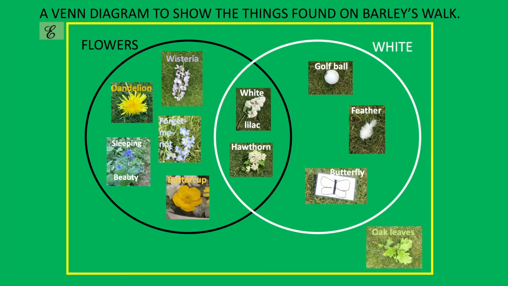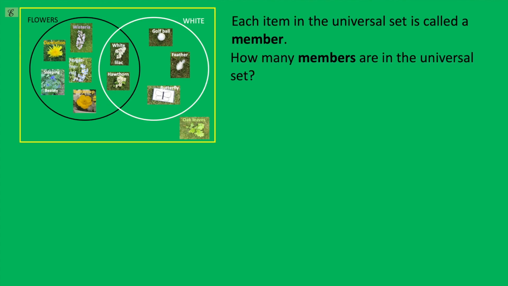Did you get that all right? What about the oak leaves? Did you know to put them outside the circles but inside the rectangle? Because it's not white or a flower, but it was something that we picked up on our walk. Now for some more vocabulary. Each item in the universal set is called a member. How many members are in the universal set?